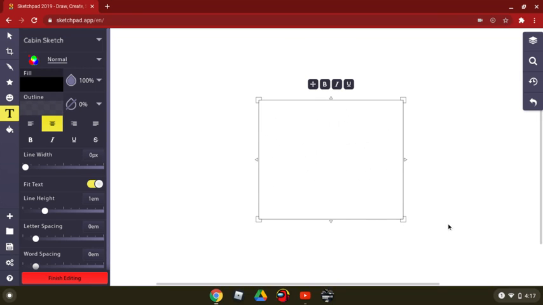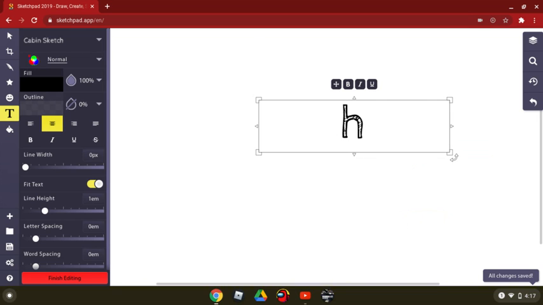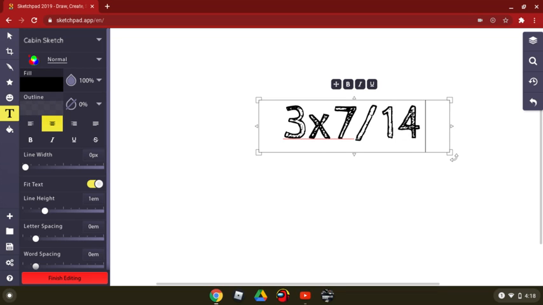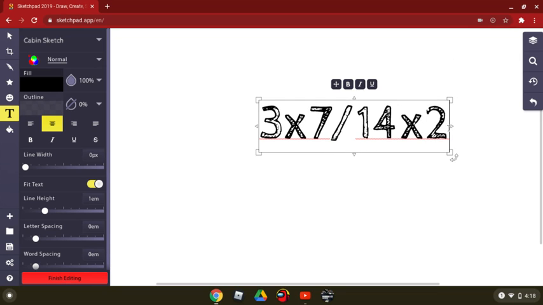So, for example, let's go with multiplication. And in PEMDAS, there is not really an order for multiplication and dividing. So multiplication and dividing, whatever's left to right, you do first. So let's just make a random expression. 3 times 7 divided by 14 times 2. Just a random expression.